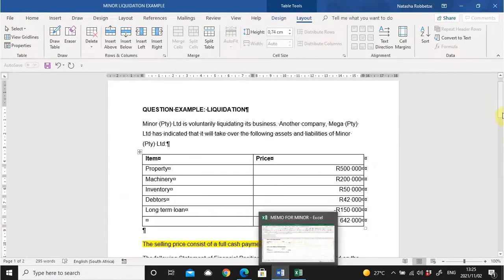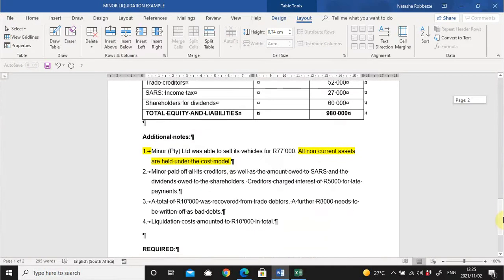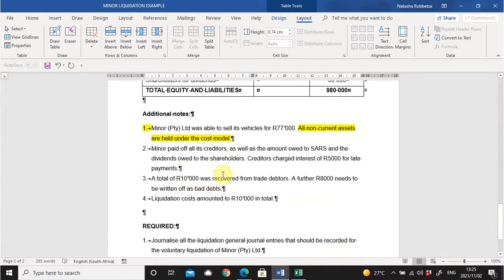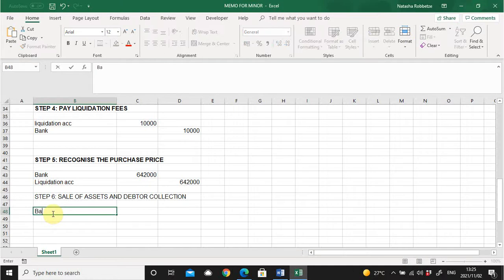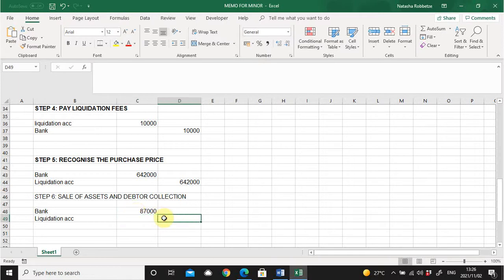If I go back to my question, you will find that it says here 10,000 was recovered from the trade debtors and there was 77,000 that was collected for the sale of our vehicles. To account for that, I'm going to again say I increase the bank account, I credit my liquidation account. And the amount here will be the 10,000 collected from debtors, add the 77,000 collected from selling the vehicles.